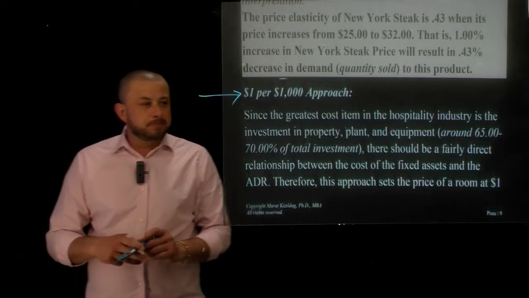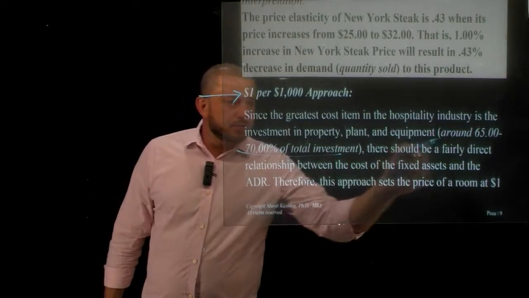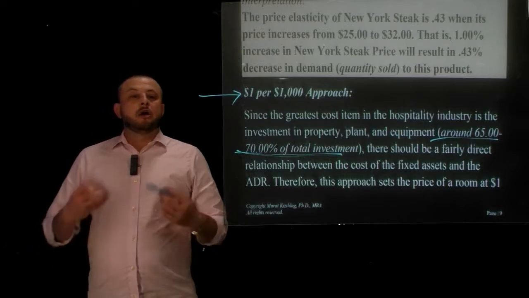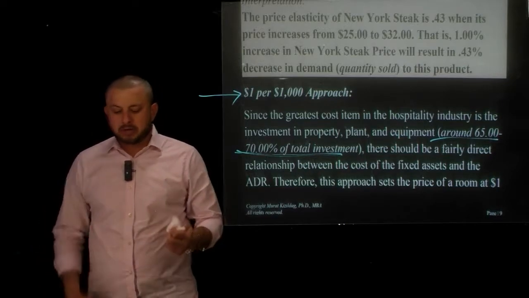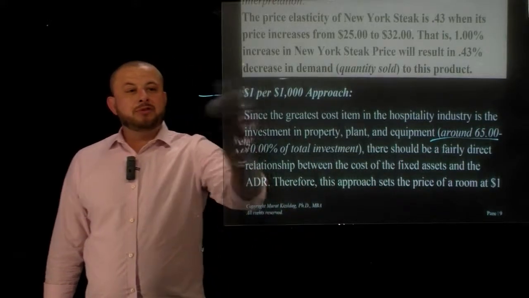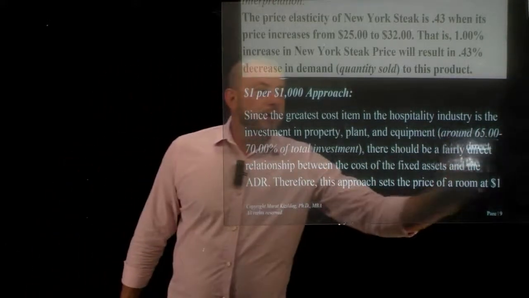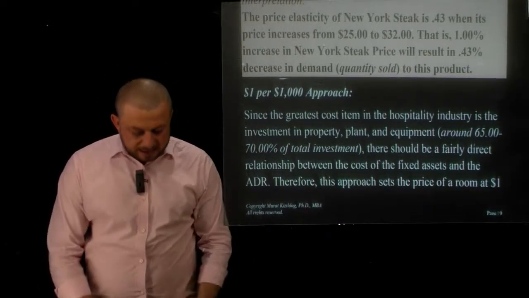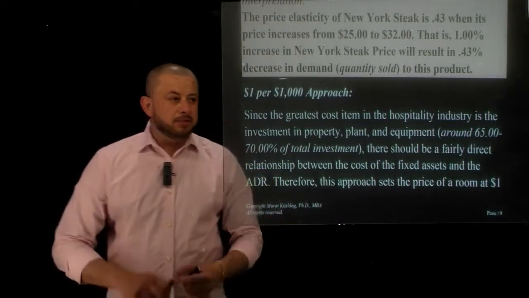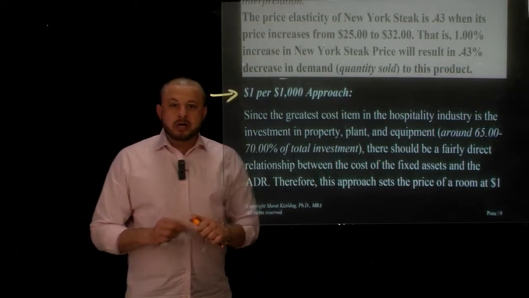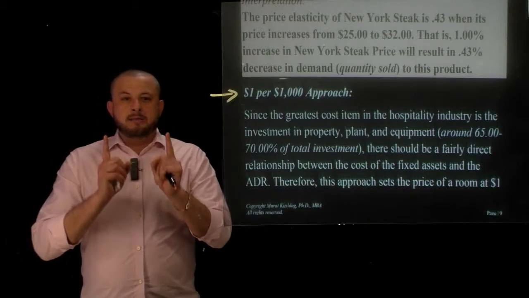For example, the industry tells us that around 65 to 70% of total investment is on the physical investment, such as buildings, such as land and everything. Therefore, we have to do something to find out what could be the potential ADR. Well, guys, let me show you the dollar per thousand approach over here. It is not a complicated approach. It just serves only one purpose.